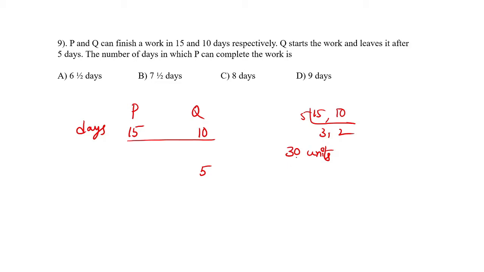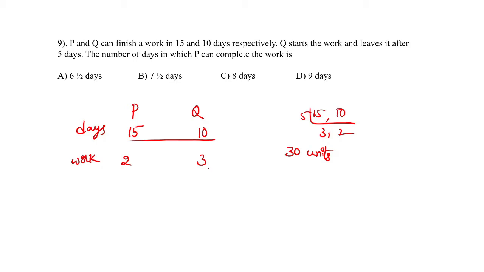Now see, 30 by 15 is 2. Okay, 2 units per day. P can complete 2 units of work per day and Q can complete how much? 3 units of work per day. Okay. Here work is 2 units and 3 units respectively.